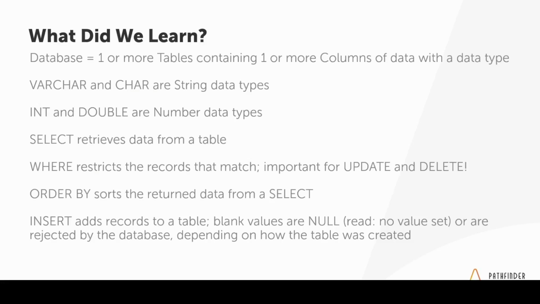So what did we learn? Each table contains one or many columns, each having a name and a data type. The varchar and char data types are string values, and the int or double data types are numeric values. The SELECT command retrieves records from a table. Using Automation Anywhere's loop action, you can then go through each row of data returned.